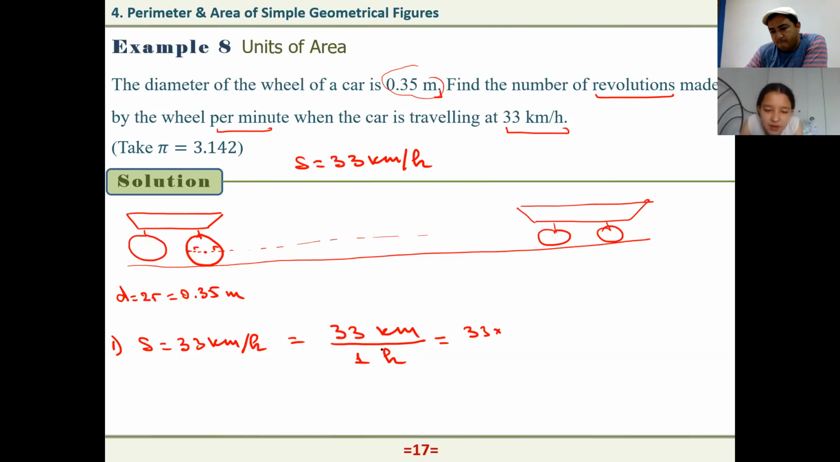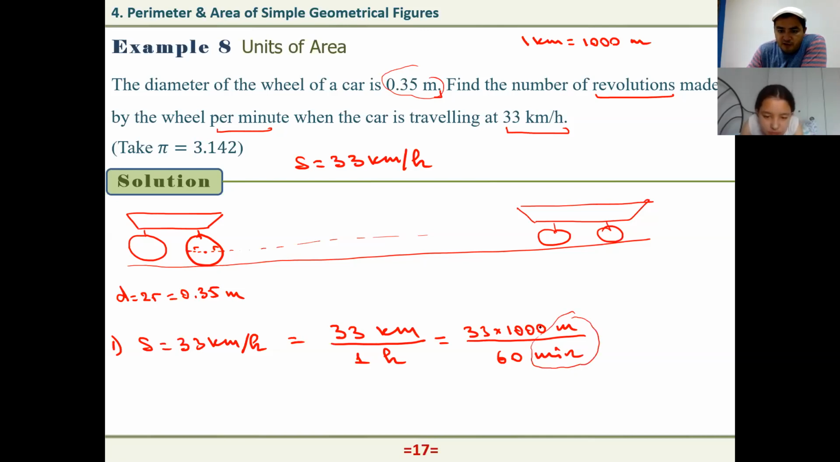1 kilometer equals 1,000 meters. So here 33 kilometers means 33 times 1,000 meters. And 1 hour is how many minutes? 60 minutes. So instead of 1 hour, I can write here 60 minutes. As you see, now our unit becomes meter per minute.